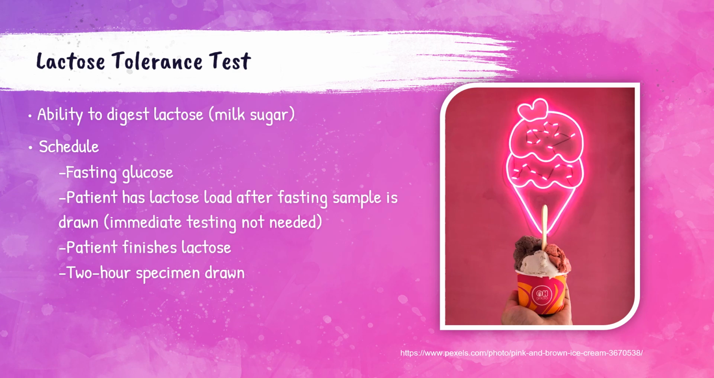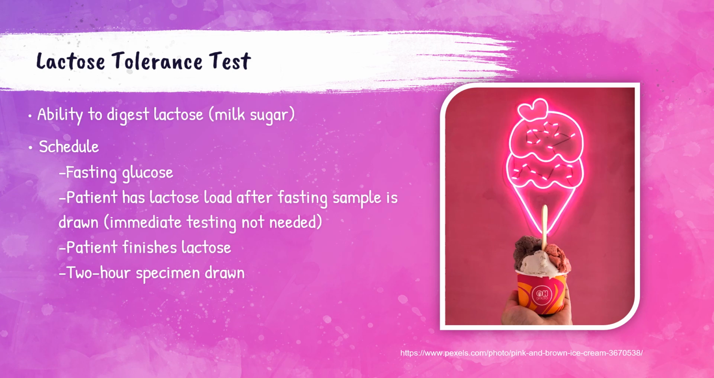The lactose tolerance test must be a scheduled test, and the patient will fast for 12 hours prior to testing and will have a fasting blood glucose collected as a baseline glucose level. Then the patient is given a dose of lactose to drink. And then after 2 hours, a glucose level is drawn again on this patient and tested.